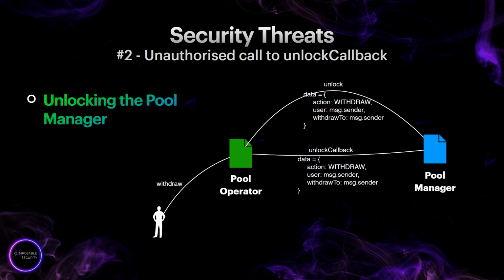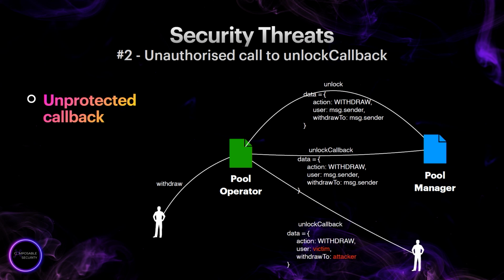So one way to pass the information from the user to the pool manager is to use this data in the unlock function. This data is sent back in unlock callback. So you specify the data that will be managed by the pool manager in this unlock callback.